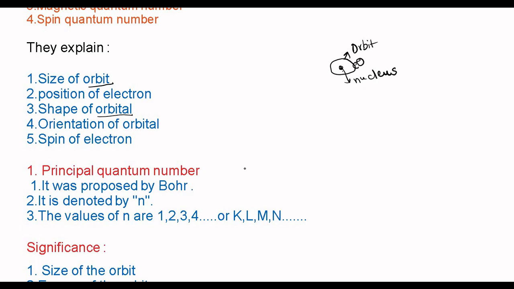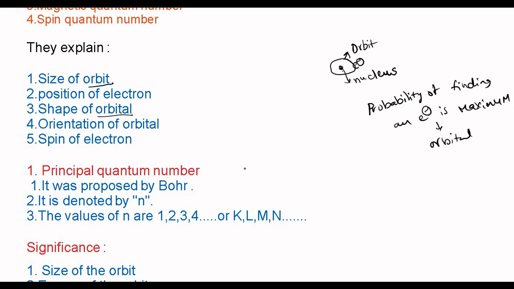And what is the orbital? Orbital means the region where the probability of finding an electron is maximum. Where the probability of finding an electron is maximum, we call it an orbital. And orbitals are s, p, d, f. Is it clear? The difference between the orbit and orbital.